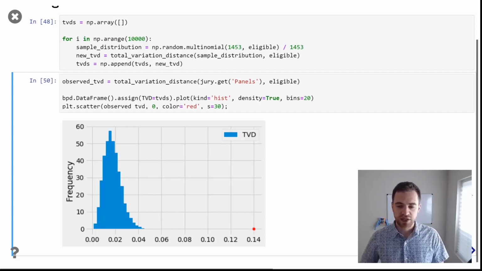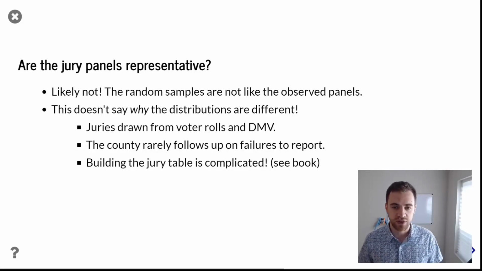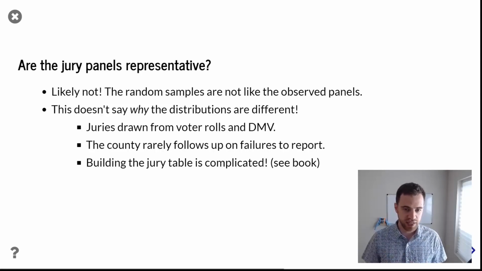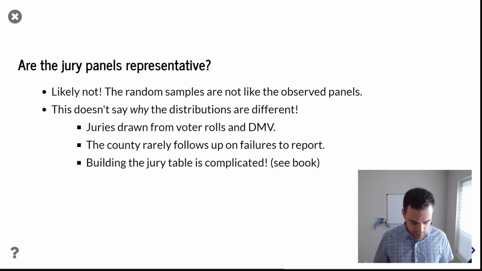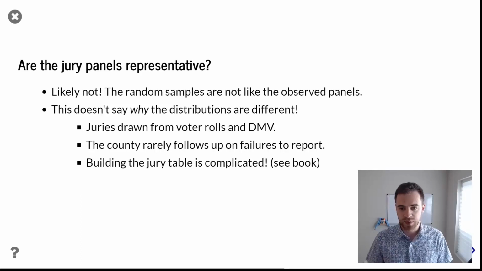So I use that to conclude that the jury panels are likely not representative. The panels that we saw from the ACLU study are not like the panels that we would get from just randomly sampling the population. So again, we conclude that there must be some bias here in the process. And at that point, we have to stop because we can't say much more. We say that the distributions are different, there's something going on, and we have to investigate.